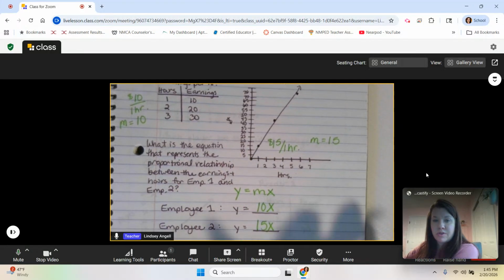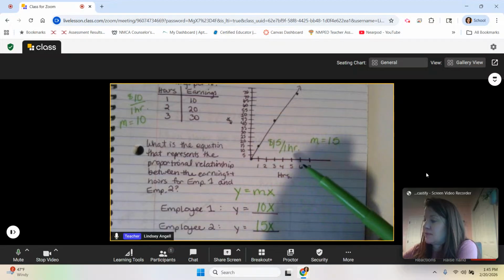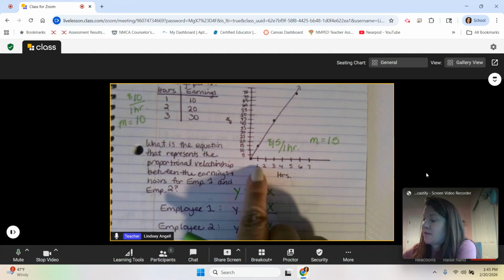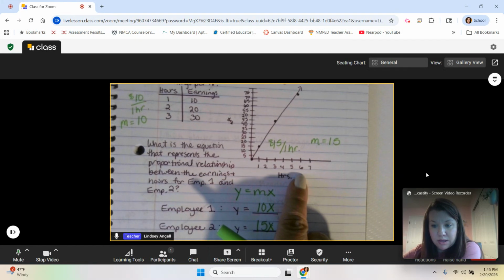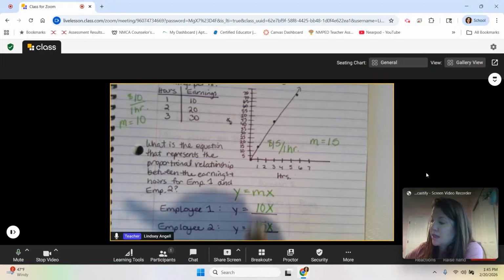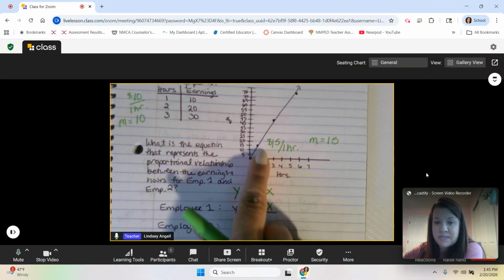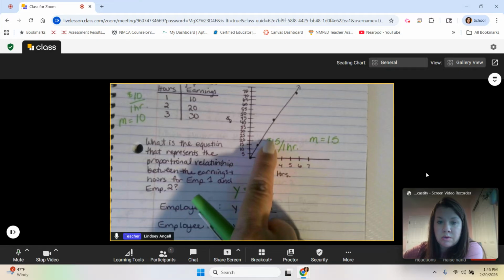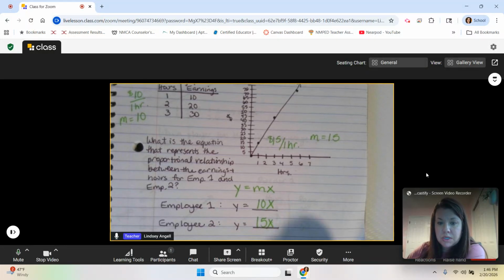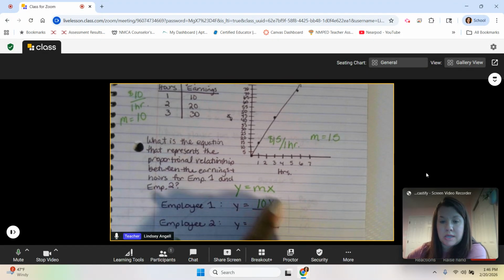And if we think about it in terms of the graph, if we're multiplying 15 by the number of hours, or the x value, we're getting our y value, okay? Like 1 hour gets us 15, 2 hours would get us to 30, and so on, okay? So this right here, this is your answer.